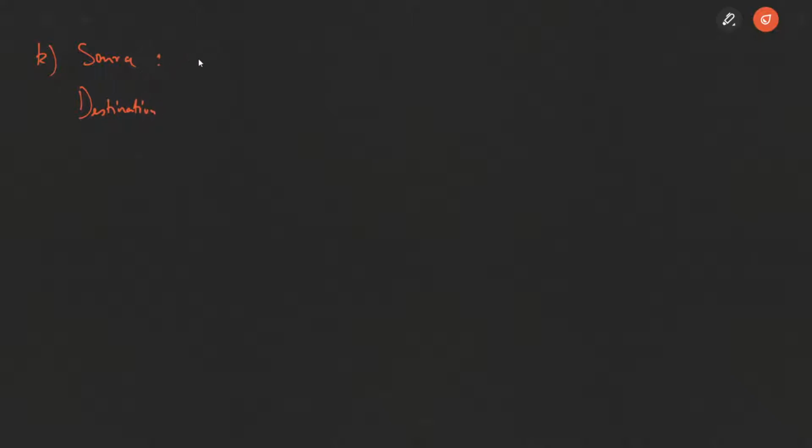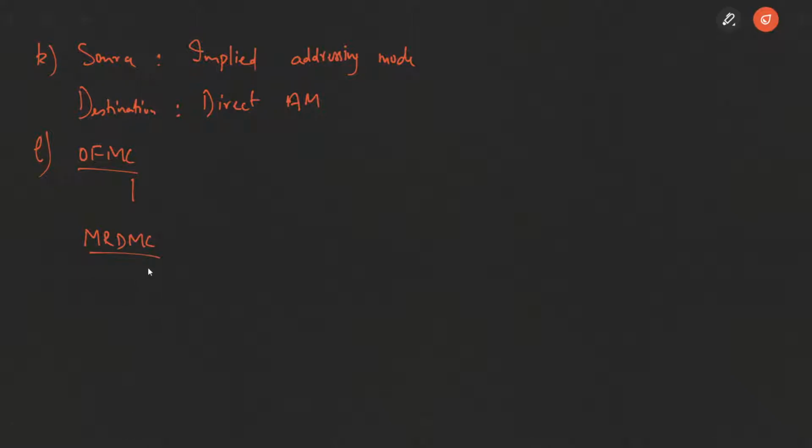What is the source addressing mode in this case? The source is basically the accumulator that the instruction itself is implying, right? So it is implied, and the destination is the address that is given to us, so it is direct addressing mode. And then you have the micro RTL. Opcode fetch machine cycle first, then the same memory read machine cycle as in the case of LDA, where we load Z. Then you have the memory read machine cycle again, loading W, and finally the memory write machine cycle.